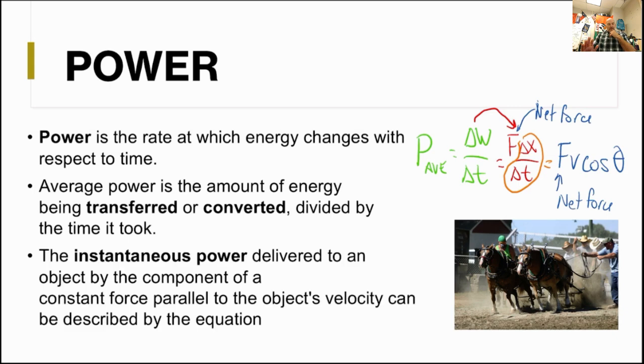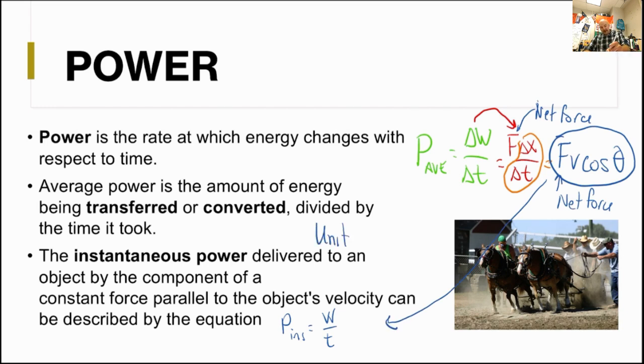Now, when we look at this, instantaneous power delivered to an object by a component of a constant force parallel to the object's velocity can be described by the following equation. I mean, basically just take away the deltas, right? You call it W over T. But in fact, sorry, this is the equation that should go here. I do apologize for that.